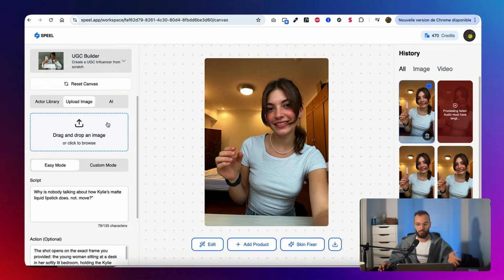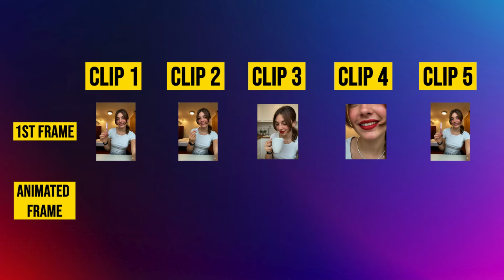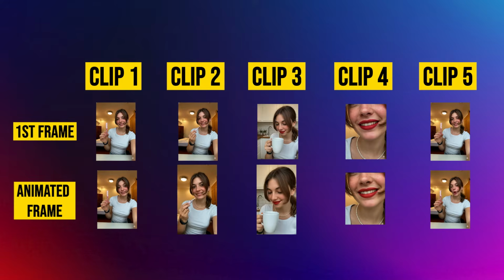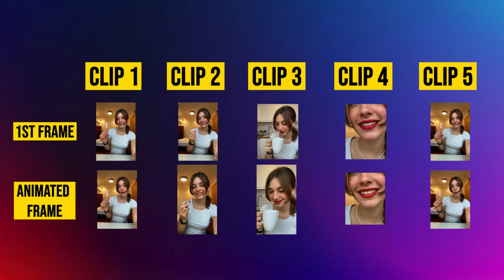As you can see, you can also upload your own image, which we're going to use later on, and you can also generate the image using AI. So we're going to follow this specific workflow. We're going to generate the first frame of each clip that we have in our Notion file here, and then we're going to animate each of these frames. Don't worry guys, we're going to do everything together, so don't be overwhelmed.